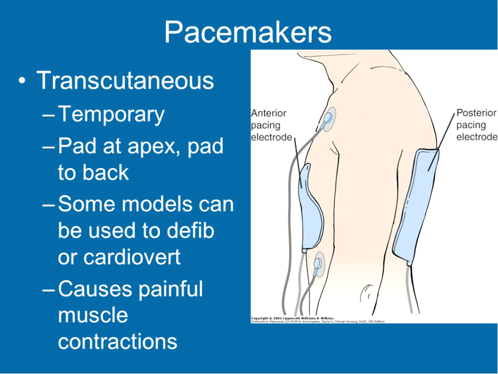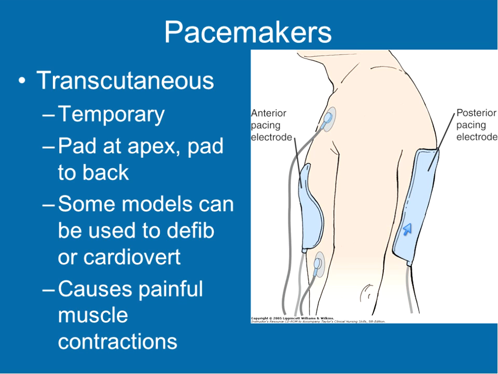Starting with the transcutaneous pacemakers. Transcutaneous means across the skin. They are used for temporary pacing. We use a pad at the apex and a pad to the back. So apex and back. Some models can be used to defibrillate or cardiovert. So if I've got this patient with these pacemaker pads, the crash carts that we use, I can use these as a pacemaker. I can also flip them over and flip the little switch and use the same setup to defibrillate.